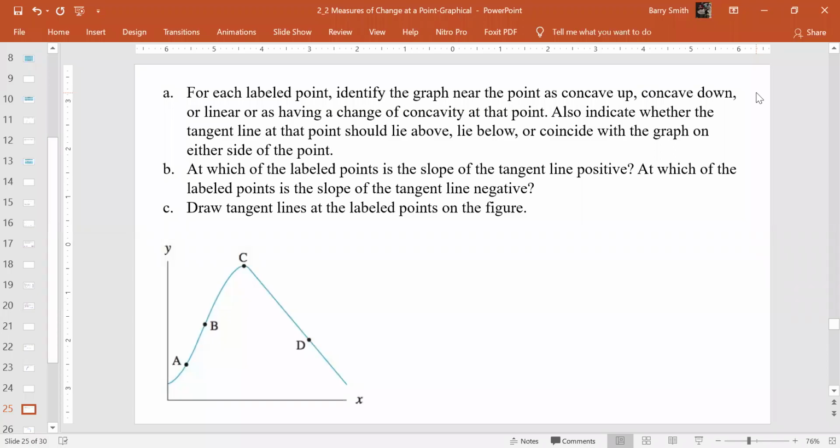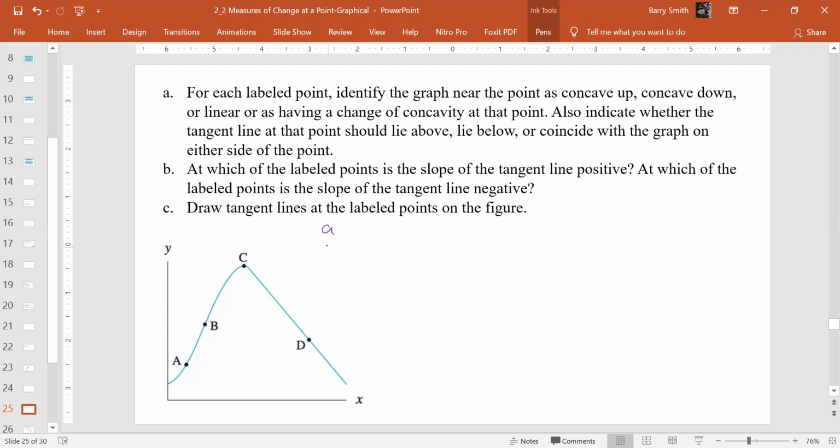All right, so for this one, it says for each labeled point, A, B, C, and D, what we're supposed to do is identify the graph near the point as concave up, concave down, or linear, or having a change of concavity at that point. Also indicate whether the tangent line at that point should lie above, below, or coincide with the graph on either side of the point. Then after that, we have B: at which of the labeled points is the slope of the tangent line positive, and which point is negative, and then draw tangent lines.